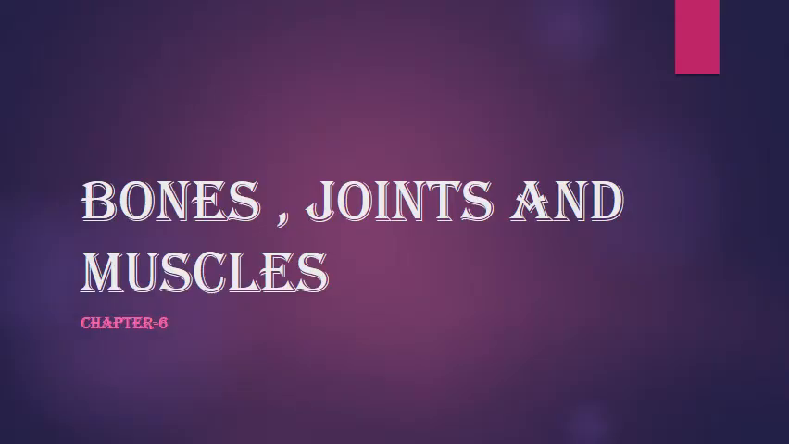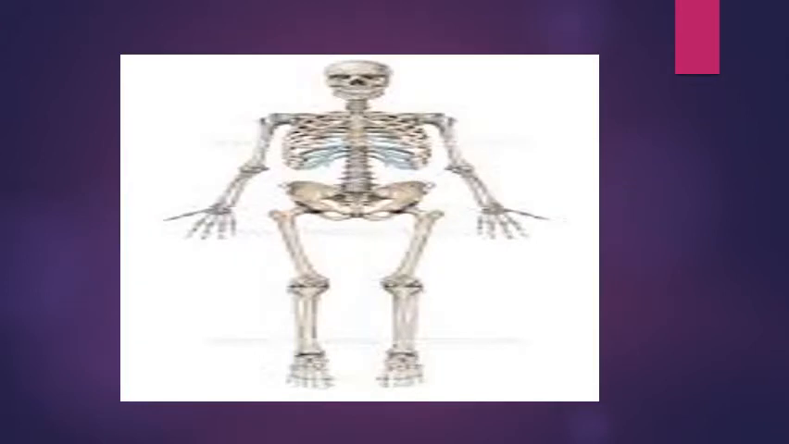So today we will start our new chapter. This is chapter 6, Bones, Joints and Muscles. Today we have to learn about the bones, joints and muscles. First, we all know about the various parts of our body like head, hands, legs, eyes, etc. But we don't know the inner organs of our body like heart, lungs, and also we don't know about the bones, muscles, brains, and inside of our eyes.